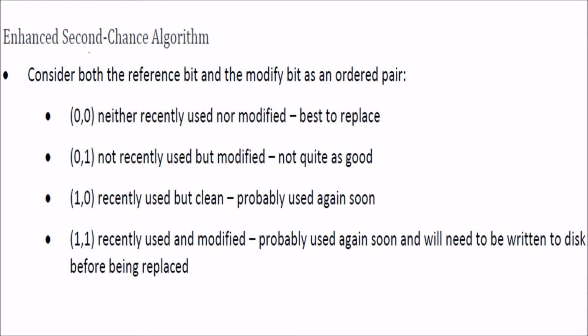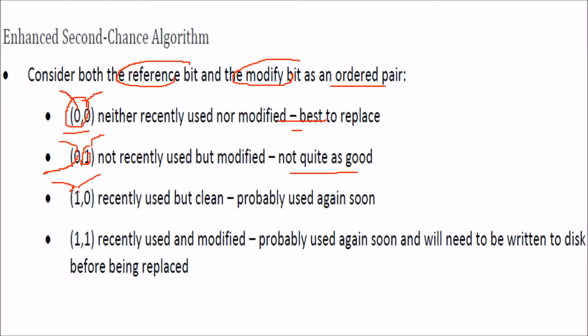We have the enhanced second chance algorithm. Here we can consider both the reference bit and the modify bit as an ordered pair. Ordered pair 0 0 means this is neither recently used nor modified. This one is the best to replace. 0 1 means it is not recently used but it is modified, not quite as good as the previous one. 1 0 means it is recently used but clean, and will probably be used again. 1 1 means it is recently used and modified, so it will probably be used again, and it will need to be written to the disk before we can replace it.